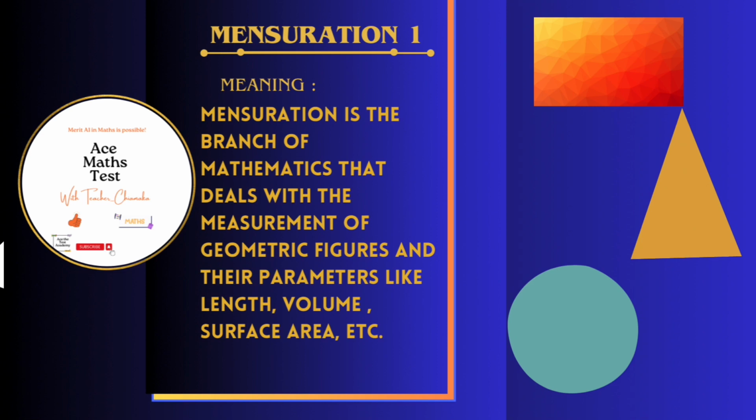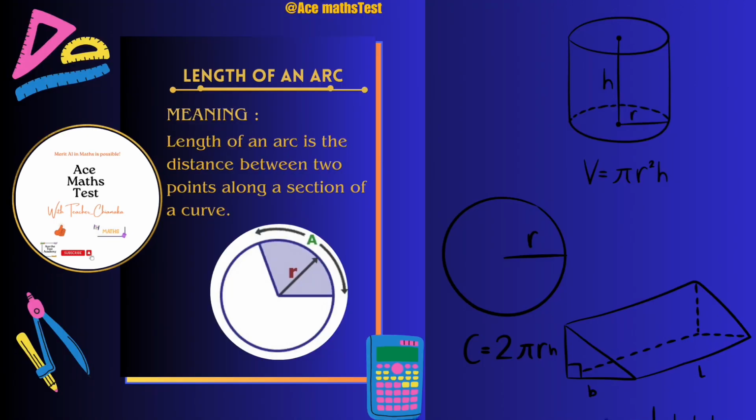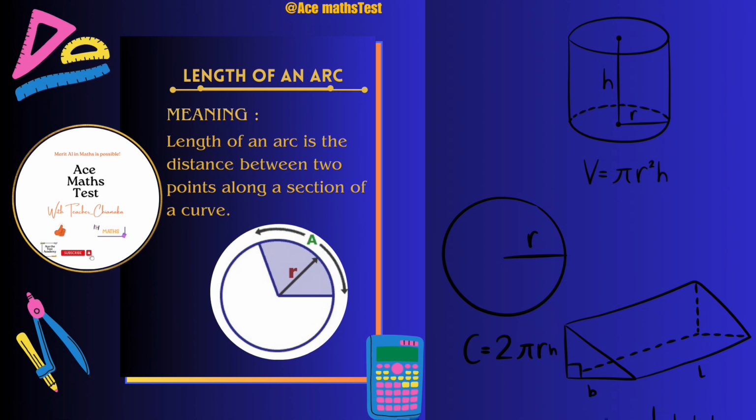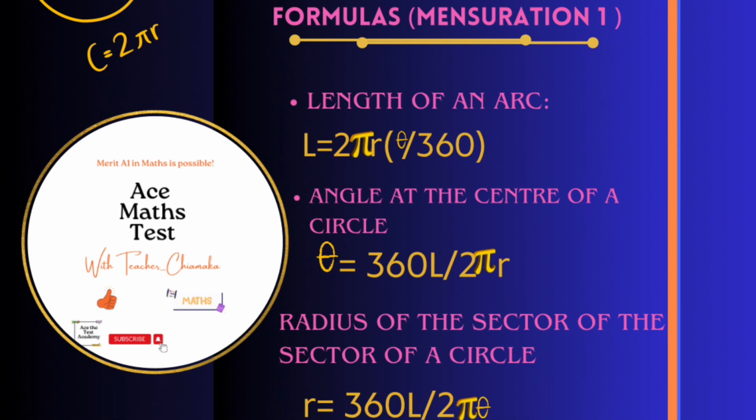Then the length of an arc is the distance between 2 points along a section of a curve. So you need to learn this. I'll talk about the formulas under mensuration. The length of an arc is gotten by L equals 2 pi r times theta over 360. Then the angle at the center of a circle, theta, equals 360 times L divided by 2 pi r. And to get the radius of the sector of a circle, you have r equals 360 times length over 2 pi theta.